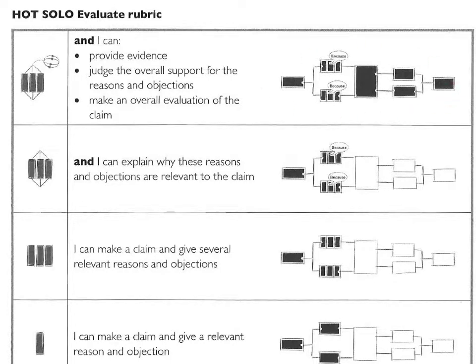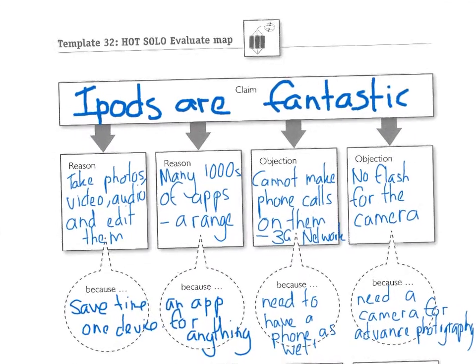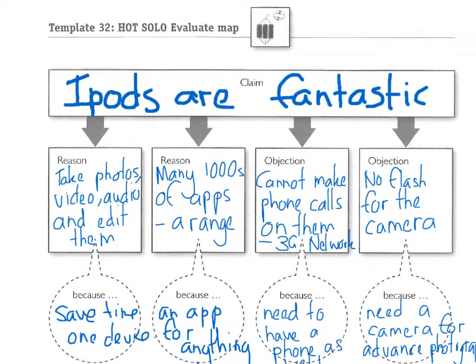So let's look at an example. The first example is I've made the claim on this evaluate map that iPods are fantastic. That's my claim. So what you would do is make a claim of what you think about whatever you're going to evaluate, at this point in time. Then in these two boxes here, I've given two different reasons that back up why I think this.